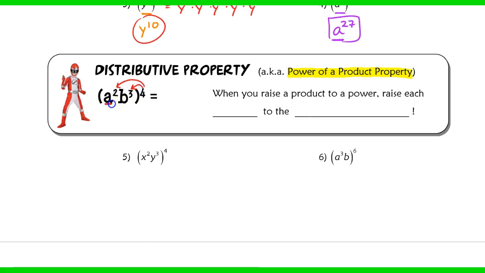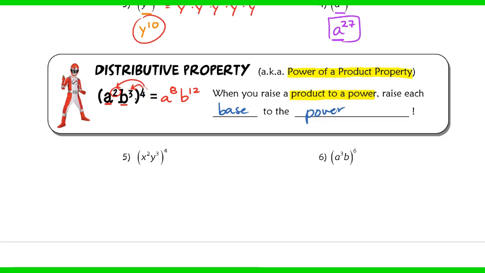So I'm going to take base a and base b and make sure that I raise the 2 here to the 4th power, which means I would multiply 2 times 4 to get a to the 8th power. And then I'm going to do the same thing with that 4 and this 3 here. I'm going to multiply these together to give me b to the 12th power. So when you raise a product to a power, you raise each base to that power. So you're going to raise each base to the power on the outside.